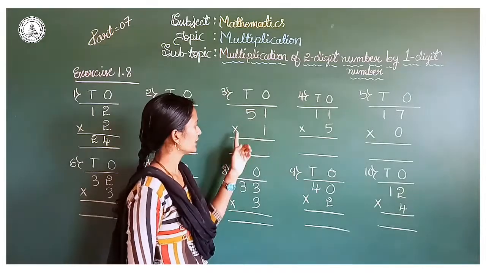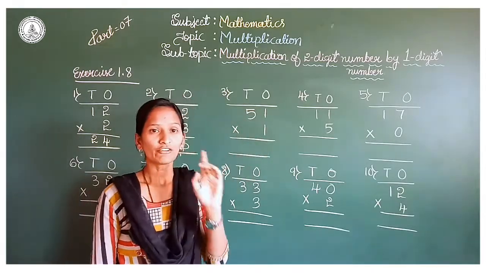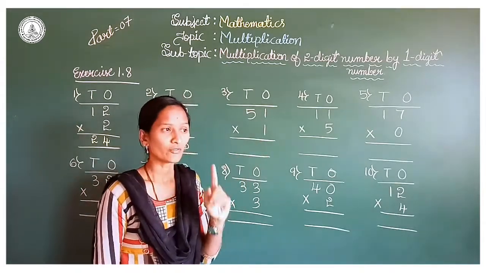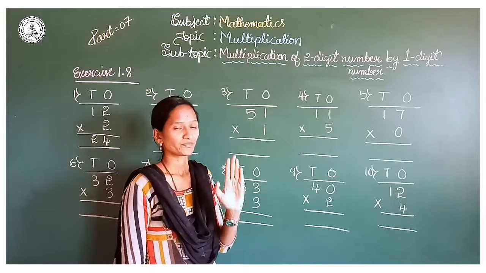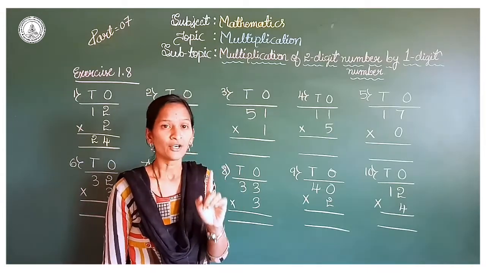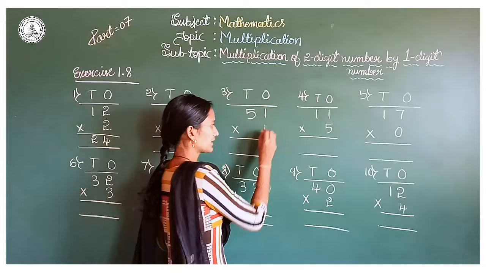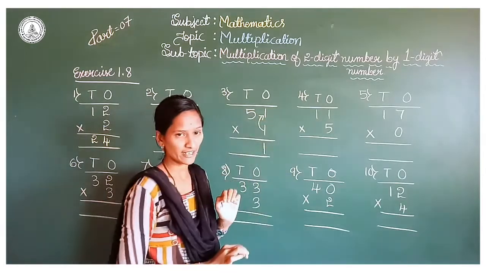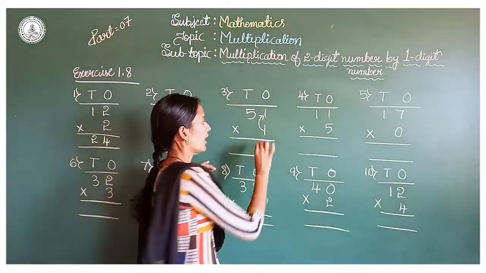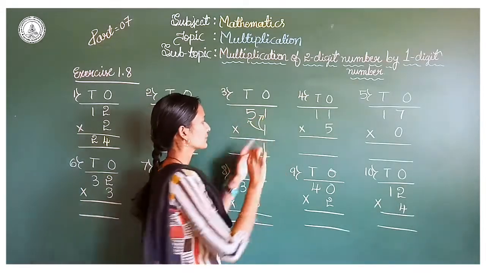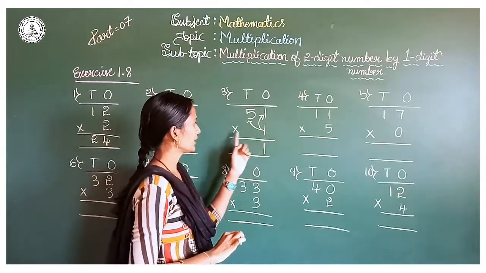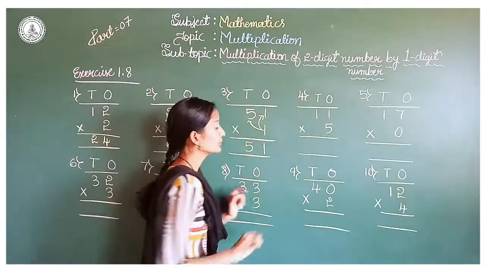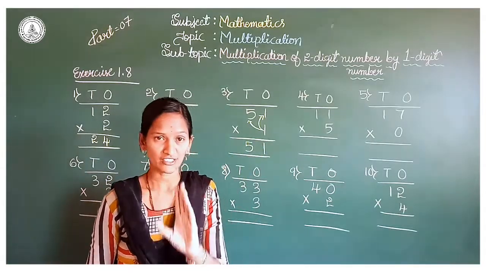51 into 1. In this problem, 51 is the multiplicand and 1 is the multiplier. The first step is to multiply the ones with the multiplier. Here 1 is the multiplier. So 1 into 1, it is always 1 itself. Right? Next, multiply the tens with the multiplier. So 1 into 5 is equal to 5. According to the third property of multiplication, right?